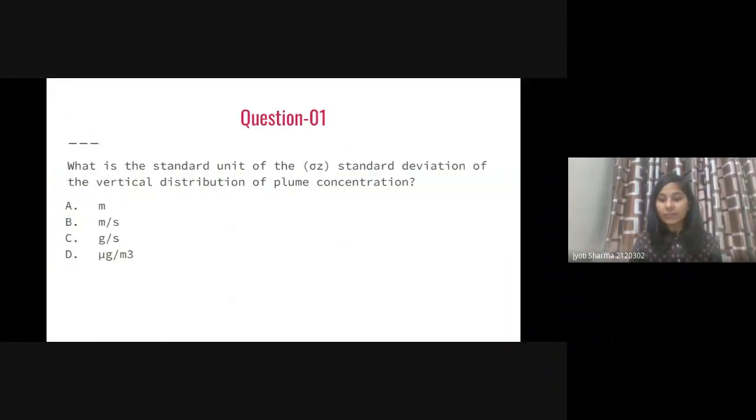Okay, so the first question is, what is the standard unit of the standard deviation of the vertical distribution of plume concentration? The options I have are meter, meter per second, gram per second, microgram per meter cube. So what should be the answer? Can you please give me in the chat box quickly? What do you think? What should be the standard unit of this standard deviation in the vertical distribution? Can anybody give me the answer? A, B, C, D?